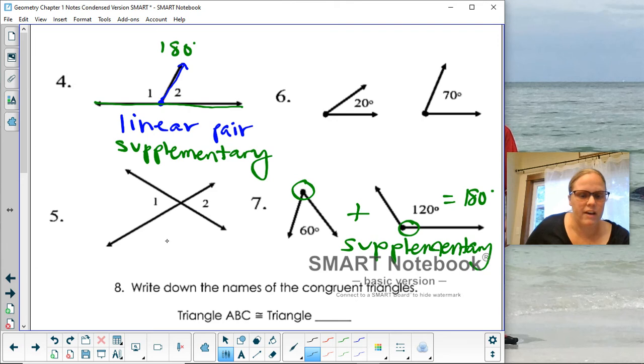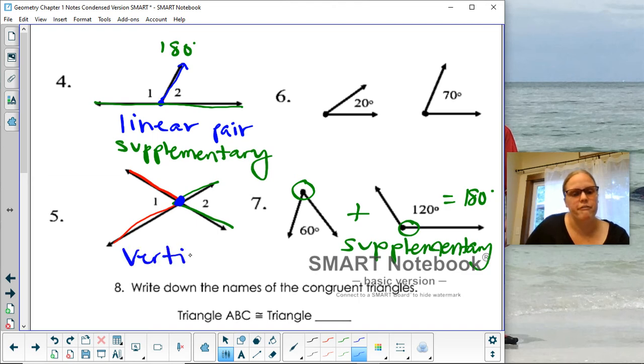Okay, going to number 5 here. On number 5, I can see I have angle 1 on the left, and I have angle 2 on the right, and they both share a vertex, but their sides are not overlapping. So remember, this is called a pair of vertical angles.